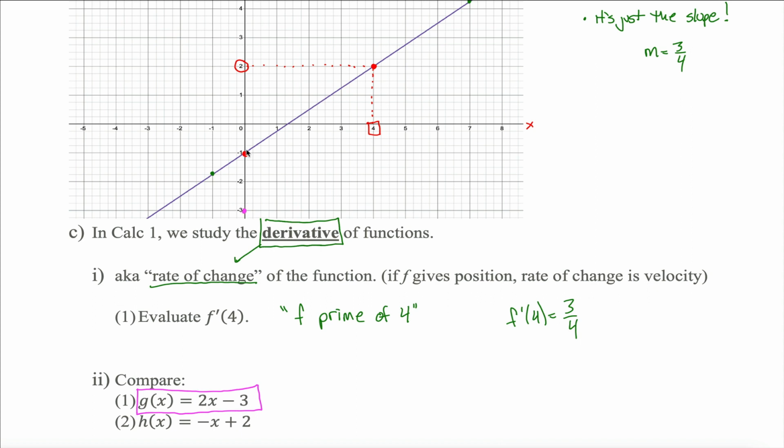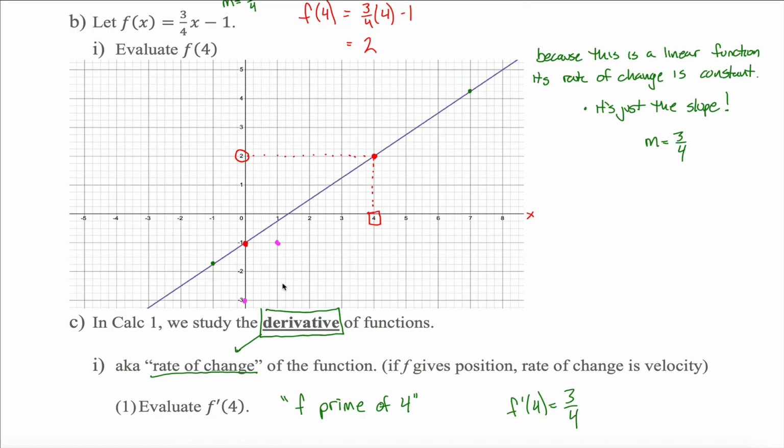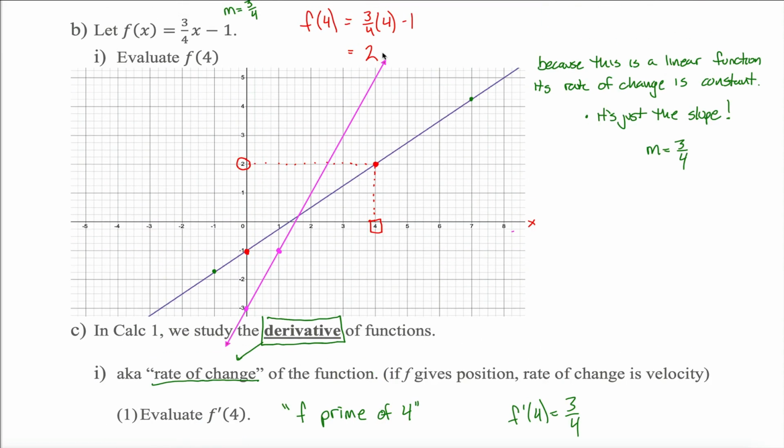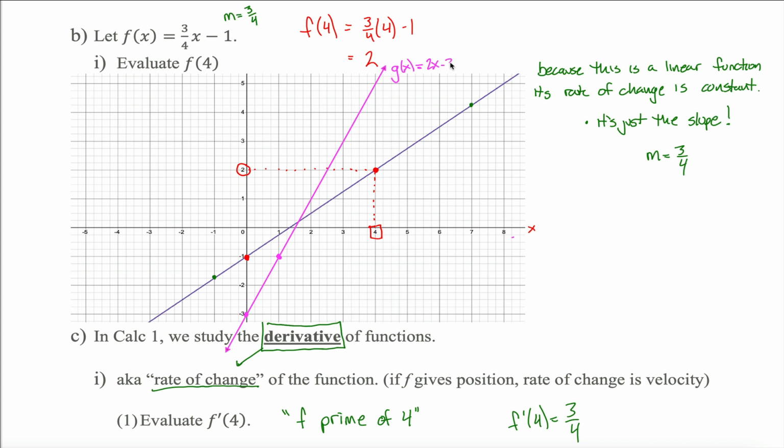So I want to go up 2 units each time I go right 1 unit to get another point on the graph. I connect those dots with a straight line, and I've got my graph. What did I call it? G of x, I guess. Here is g of x equals 2x minus 3.